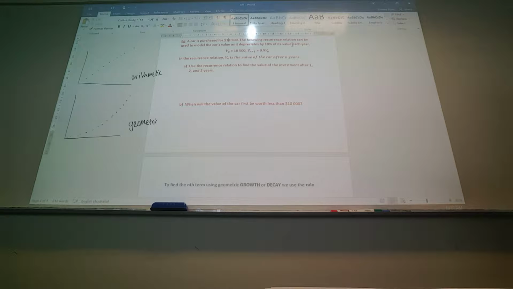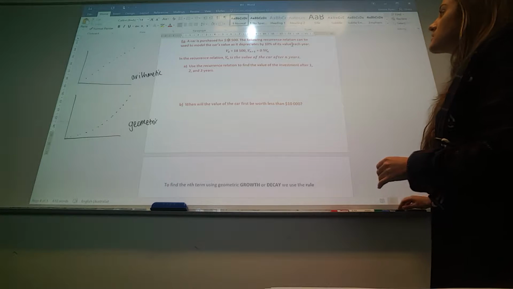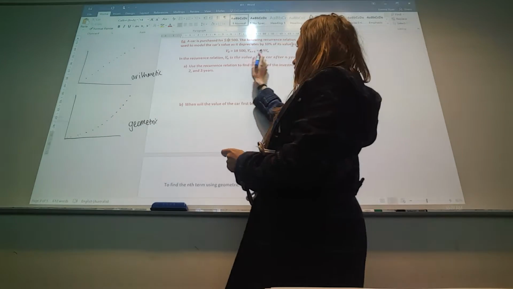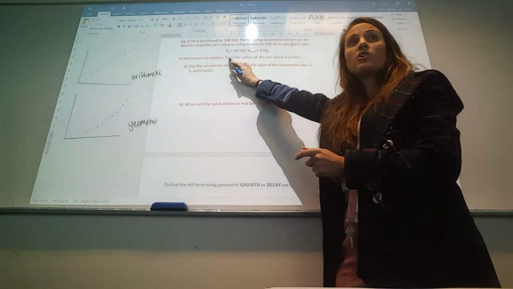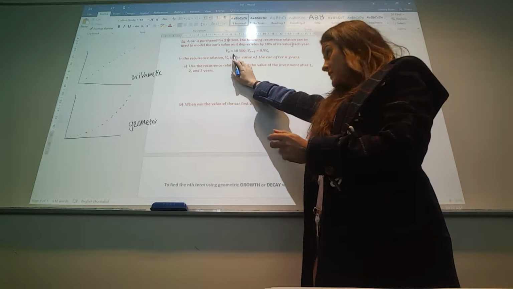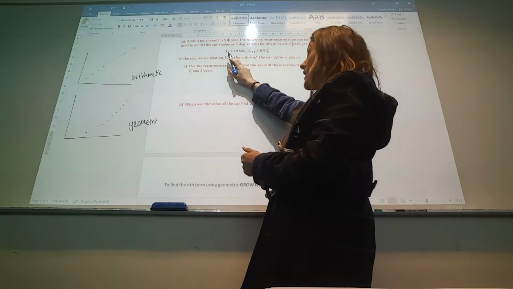Alright, girls. So a car is purchased for $18,500. The following recurrence relation can be used to model the car's value as it depreciates by 10% of its value each year. So this is our recurrence relation. We've got a 0 because it's the start. It's not at the end of a year. It's what we're starting with.